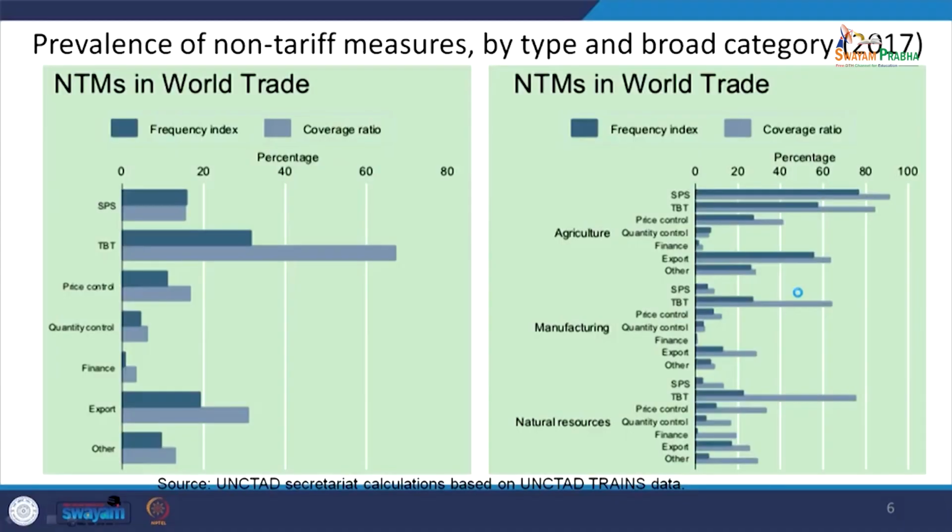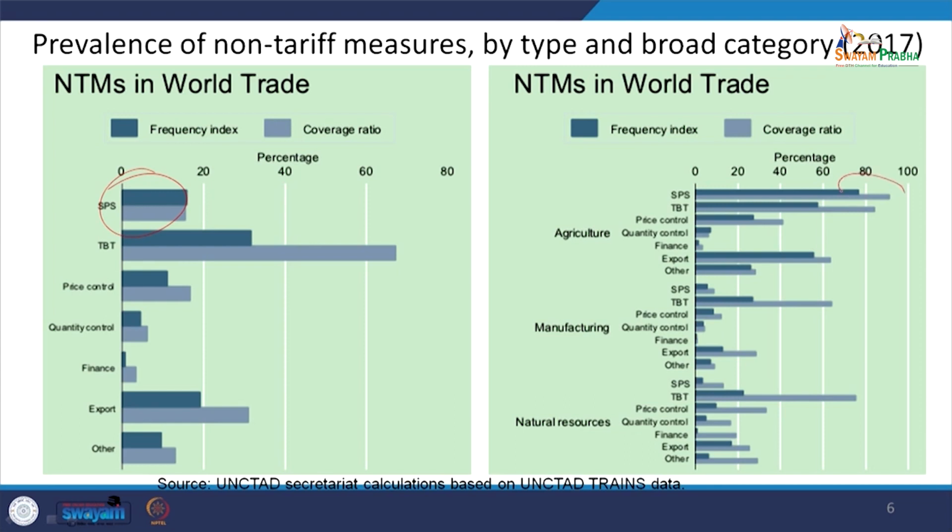This is the diagram we already explained in our previous lectures. Again, we are emphasizing it because the topic is SPS, we will emphasize the extent of SPS over time, and so far as NTMs in world trade are concerned, by their frequency, by their coverage ratio, by sector, specifically by sector category. Let us start with SPS. The coverage ratio is around, less than 20%, TBT is much higher, and SPS for sector-wise composition.